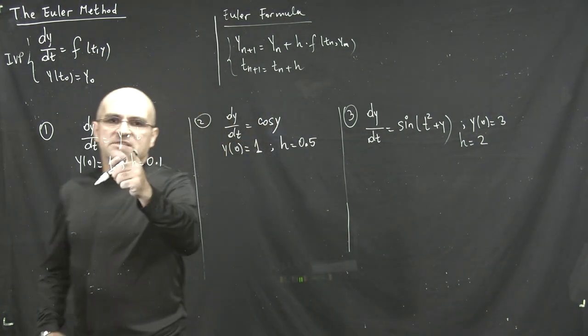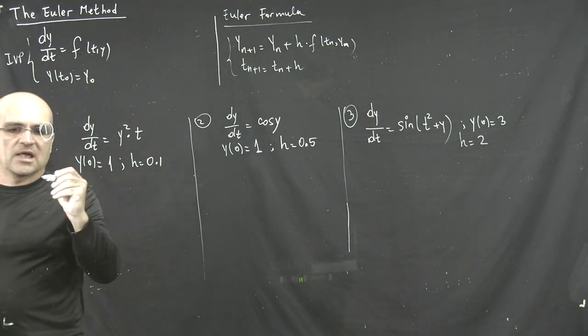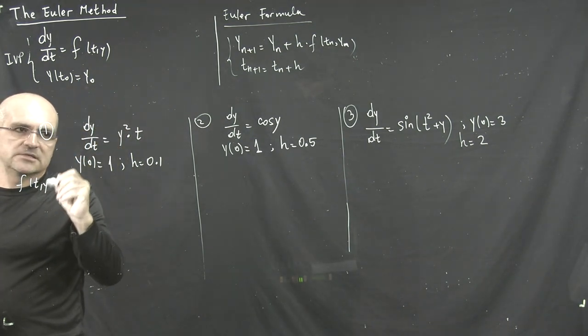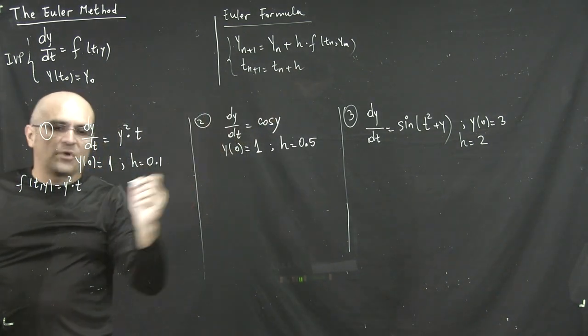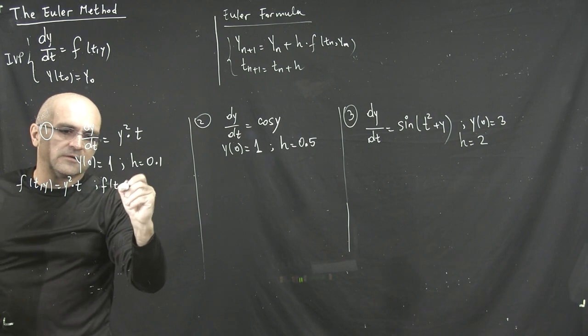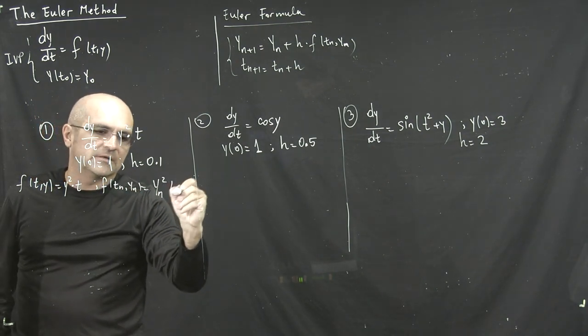So once again, what is the right hand side? What's f of t, y in problem 1? So f of t, y is y squared t. So therefore, in the Euler formula, f of t_n, y_n will be y_n squared t_n.